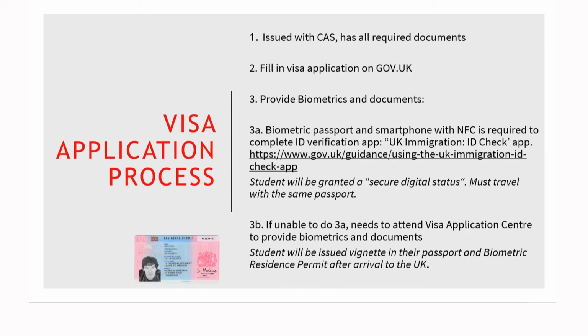You can only use the app if you have a biometrics passport. So it's got one of those symbols on the front and one where you're allowed to use an e-gate when you travel through airports. And you have a smartphone that has NFC. And my understanding is most modern day smartphones have this feature now. If you apply via the app, when your visa is granted, you won't be issued with any physical visa or physical stamp in your passport. Instead, you will receive what's known as a secure digital status. And we'll touch on that in a couple of slides' time.